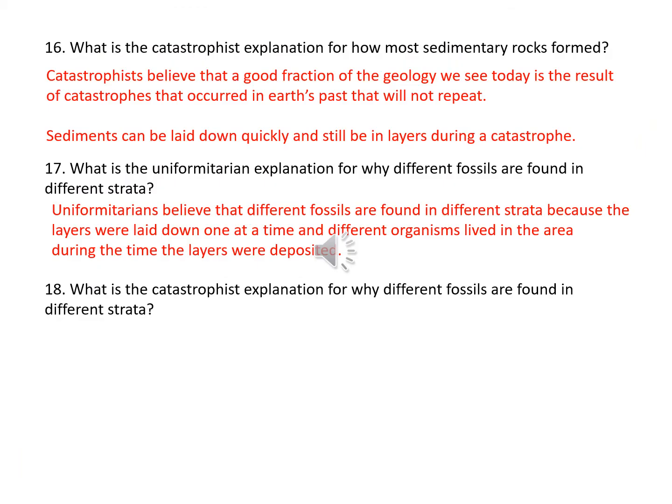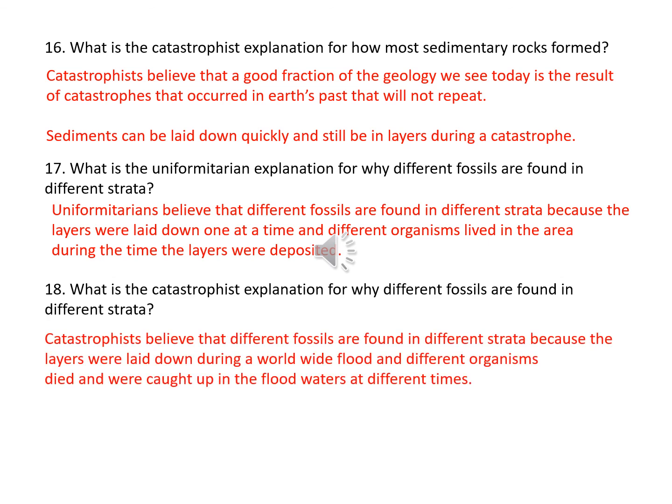Number 18. What is the catastrophist explanation for why different fossils are found in different strata? Catastrophists believe that different fossils are found in different strata because the layers were laid down during a worldwide flood, and different organisms died and were caught up in the floodwaters at different times.